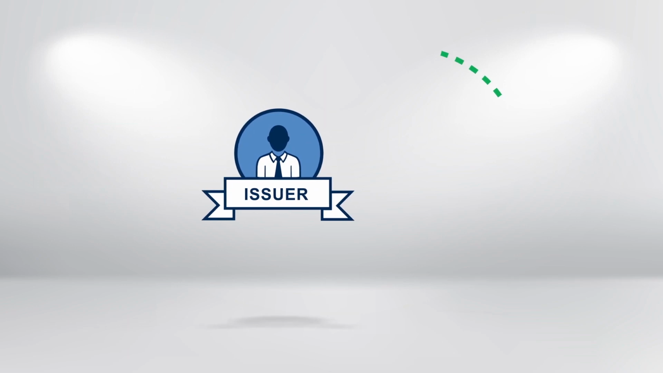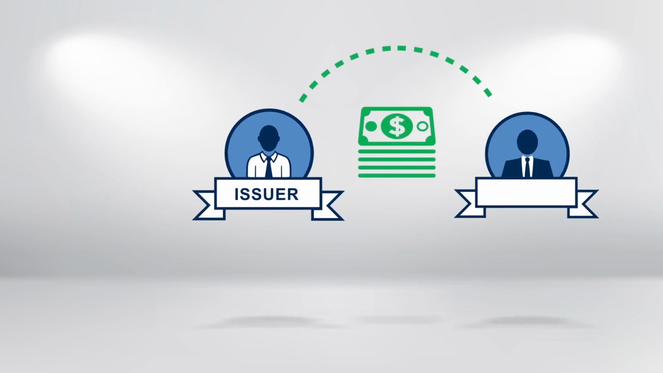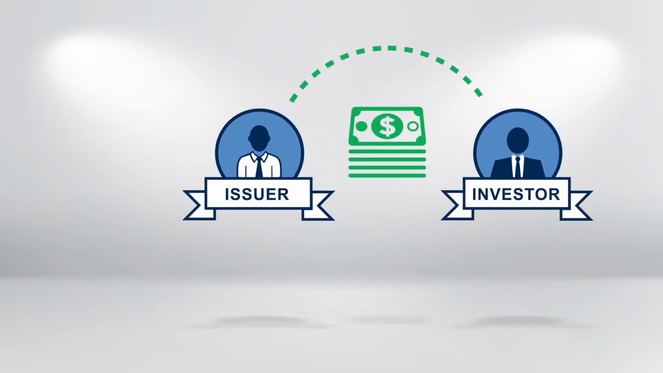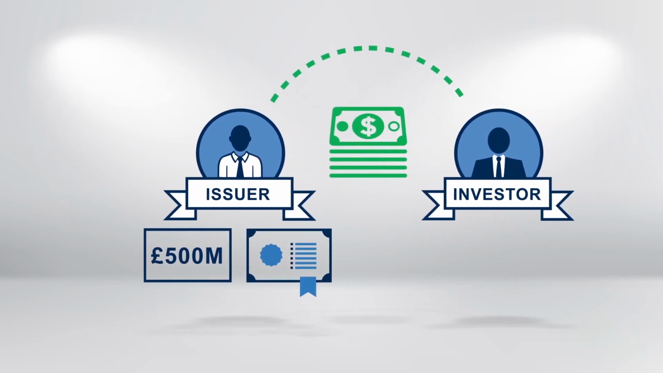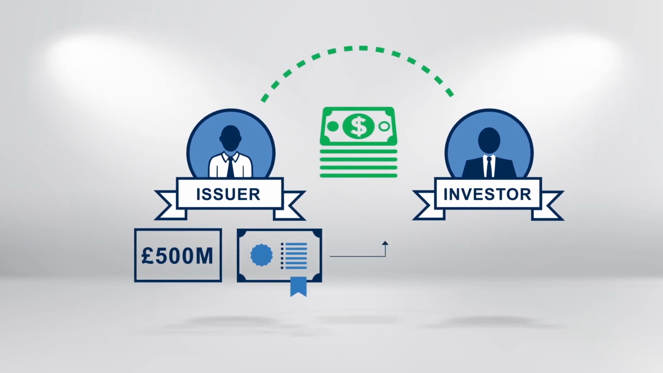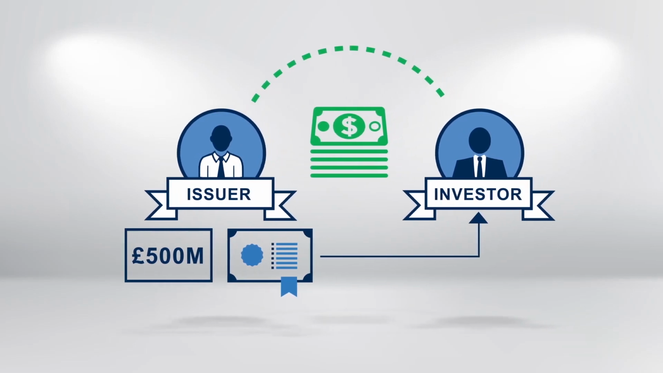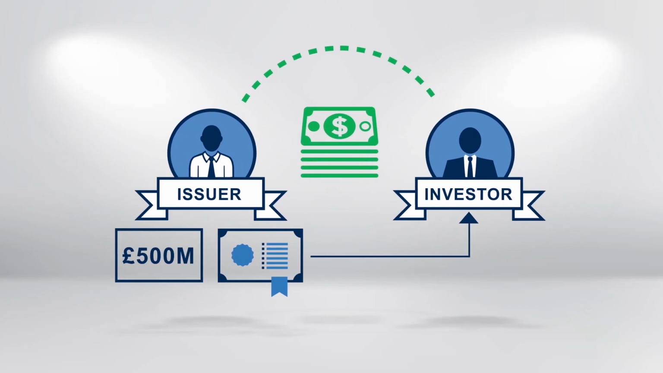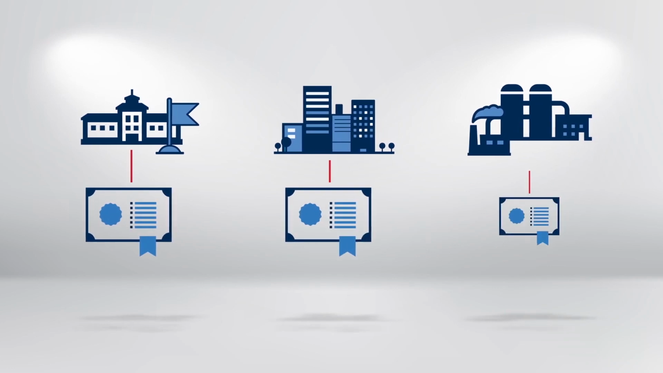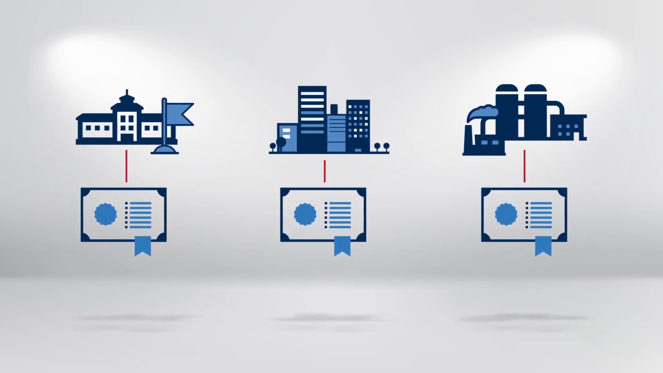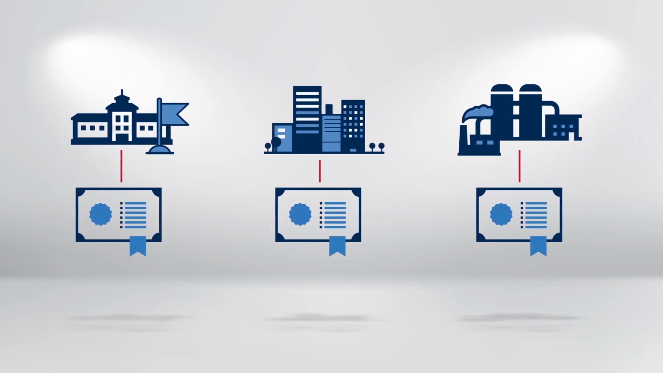In essence, a bond is simply an IOU, where the borrower, called the issuer, borrows money from a lender, the investor. So a company needs to borrow £500 million. It therefore issues a bond. Investors buy the bond, thereby loaning money to the issuer. Governments, public entities and companies typically issue bonds. And as a financial instrument, they have been around for millennia.